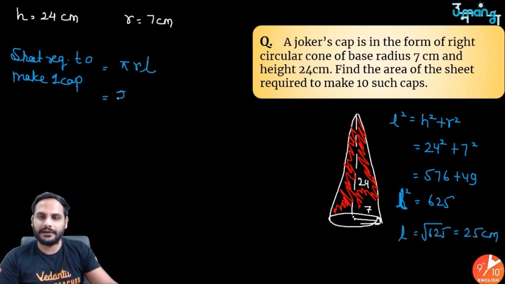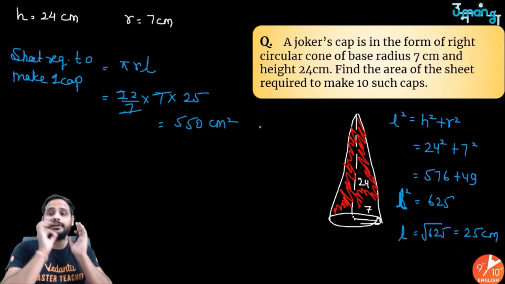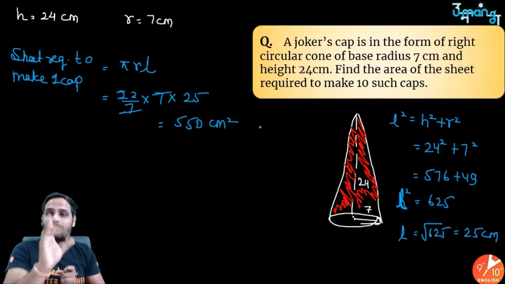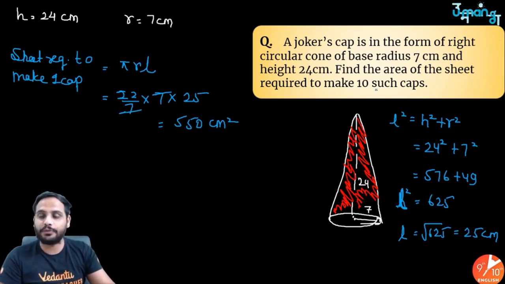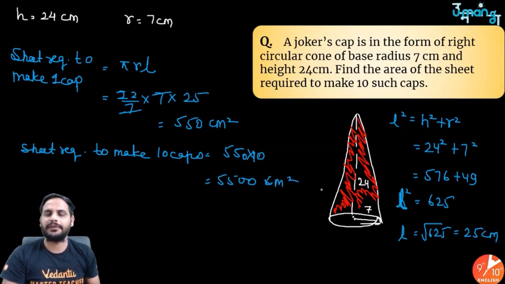So it will be pi, which is 22 by 7, into radius 7, into slant height 25. So 7 and 7 got cancelled. 25 into 22 will be equal to 550. 550 centimeter square is the area of sheet required to make one cap. How many caps we want to make? We want to make 10 caps. So the sheet required to make 10 caps will be equal to 550 into 10, which is equal to 5500 centimeter square. As simple as that.